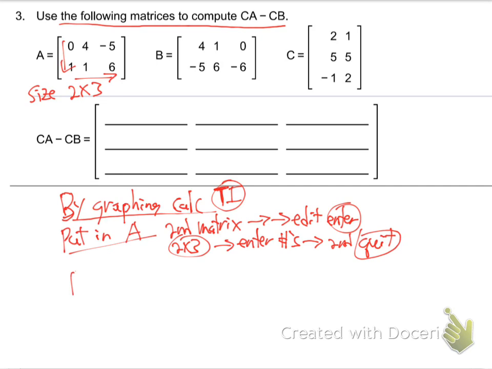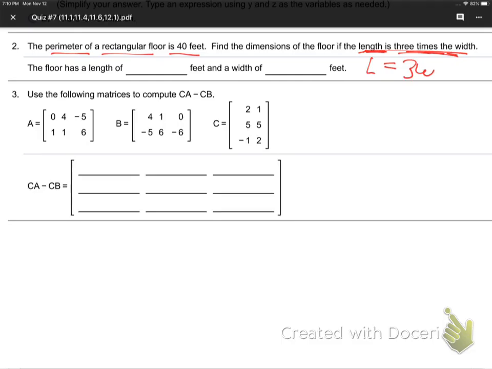And then put in B, put in C, same steps, basically. For matrix B and matrix C, you got to put those in. And except matrix C is a 3 by 2, right? Because it's down 3 over 2 across on that. Whoops.